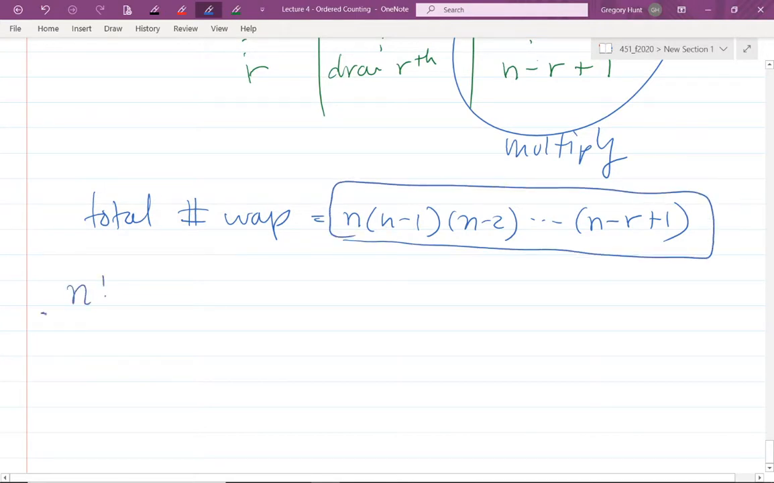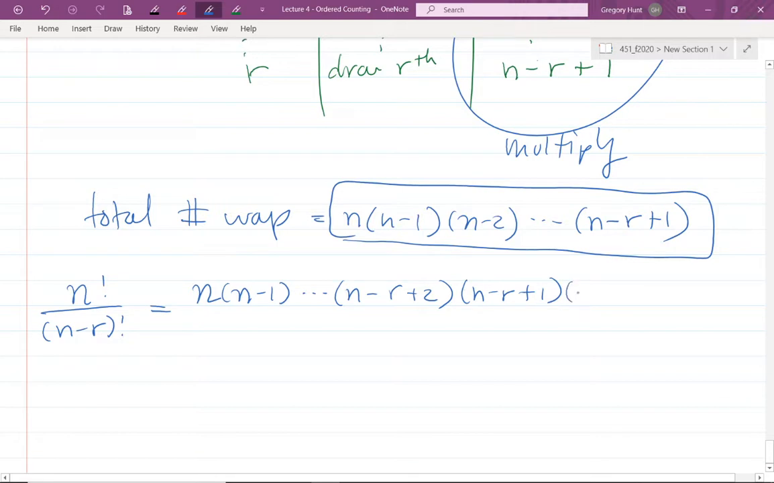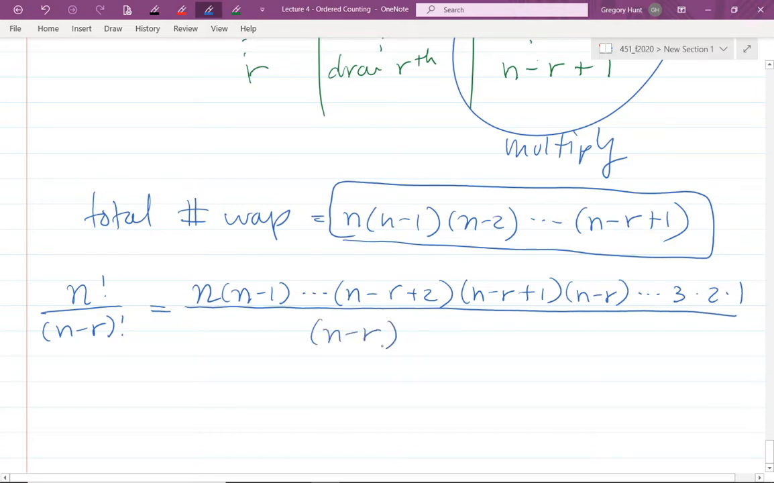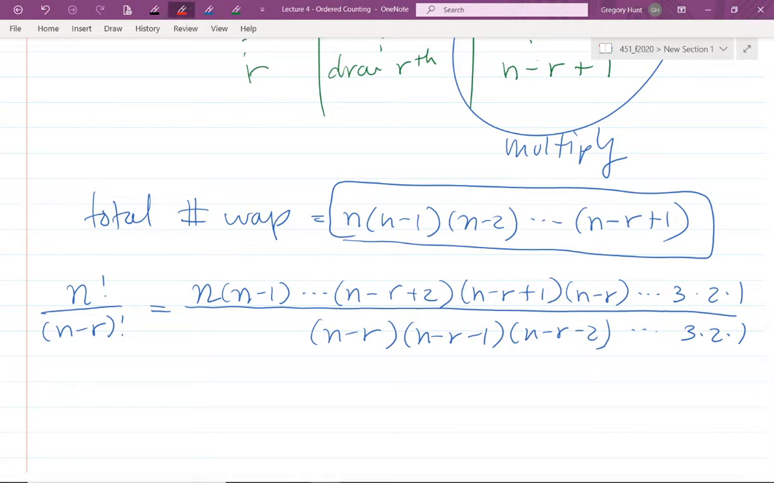So let's look at n factorial over n minus r factorial. Now here's a little trick for calculating factorials. I can always expand out. N factorial is n times n minus 1, dot, dot, dot, all the way down to n minus r plus 2, n minus r plus 1, n minus r, dot, dot, dot, by 3, by 2, by 1. So I'm just going to expand out that section there. N minus r factorial starts at n minus r, so it goes n minus r times n minus r minus 1 times n minus r minus 2, dot, dot, dot, all the way down to 1. So that's n factorial over n minus r factorial.